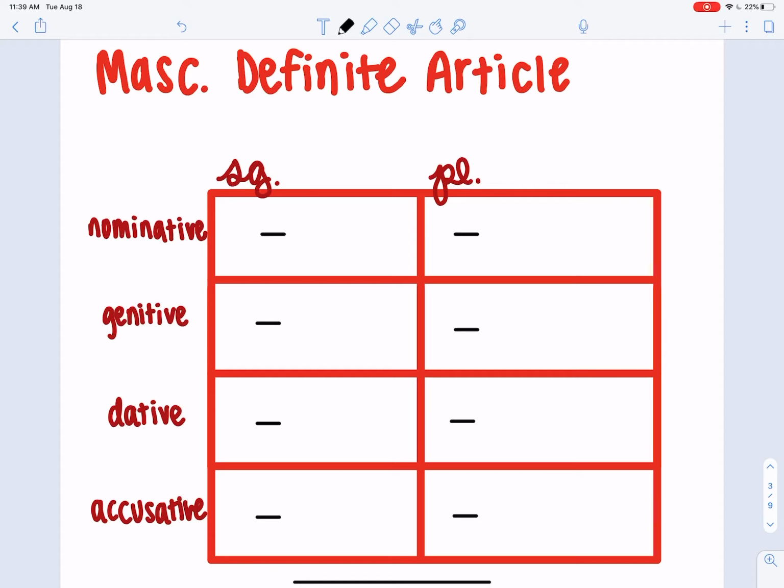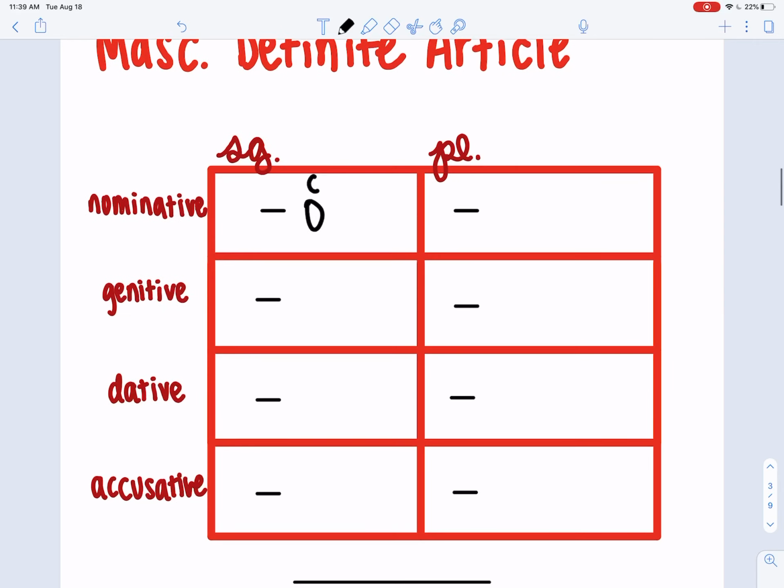So, the definite article for masculine begins with ho, which is just an omicron with rough breathing. And remember that although now with nouns we're just going to ignore accents, at least for now, with articles, prepositions, adverbs, verbs, everything else, besides nouns and adjectives, we still do care about the accents. And breathing marks we care about everywhere.